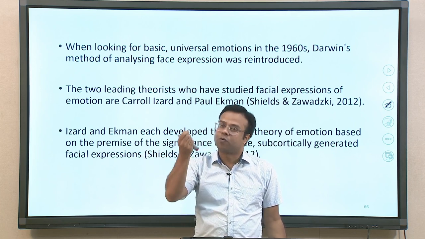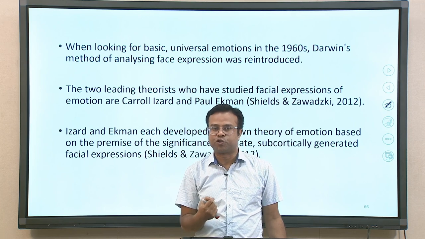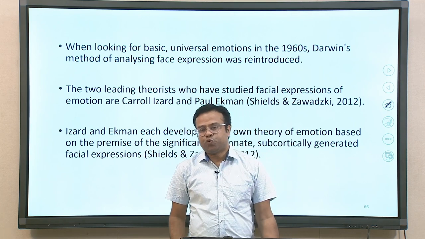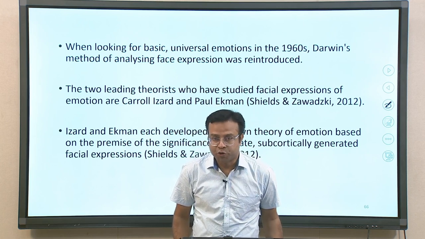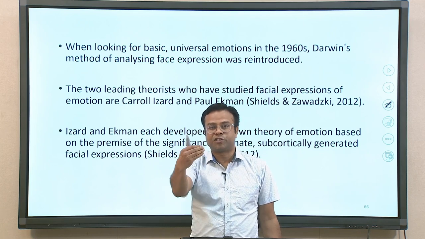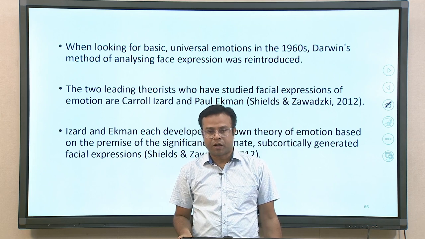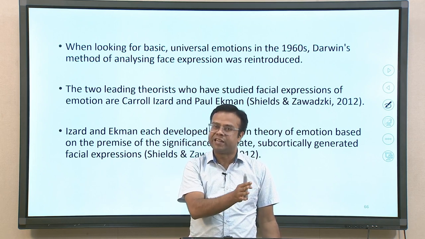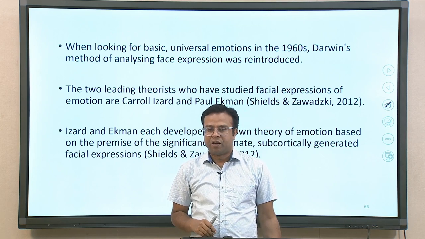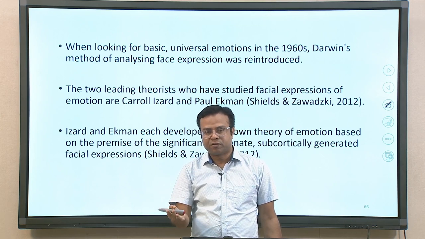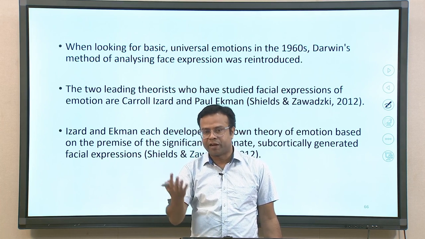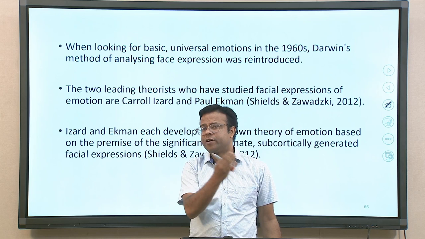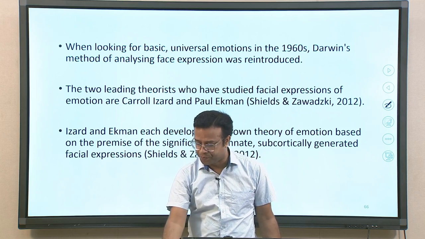So, you can see how significant his contribution was, not only on the theories, even on methodology also. The two leading theorists who have studied facial expressions of emotions, who are highly influenced by Charles Darwin, are Carol Izard and Paul Ekman. Paul Ekman, we have already discussed in detail in the first lecture. They developed their own theories. Carol Izard also developed his theory. Paul Ekman's theories also developed, and they had a lot of commonalities with Charles Darwin's ideas.